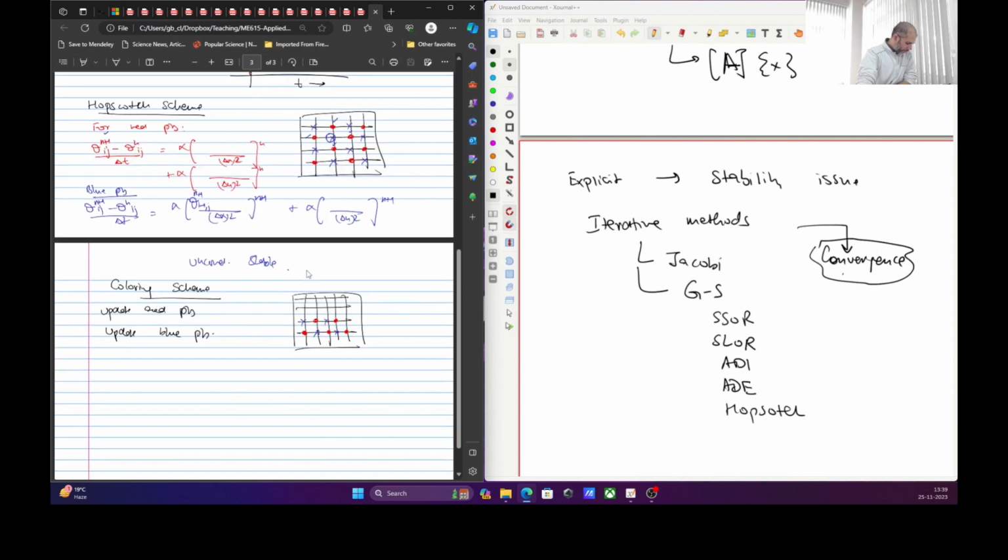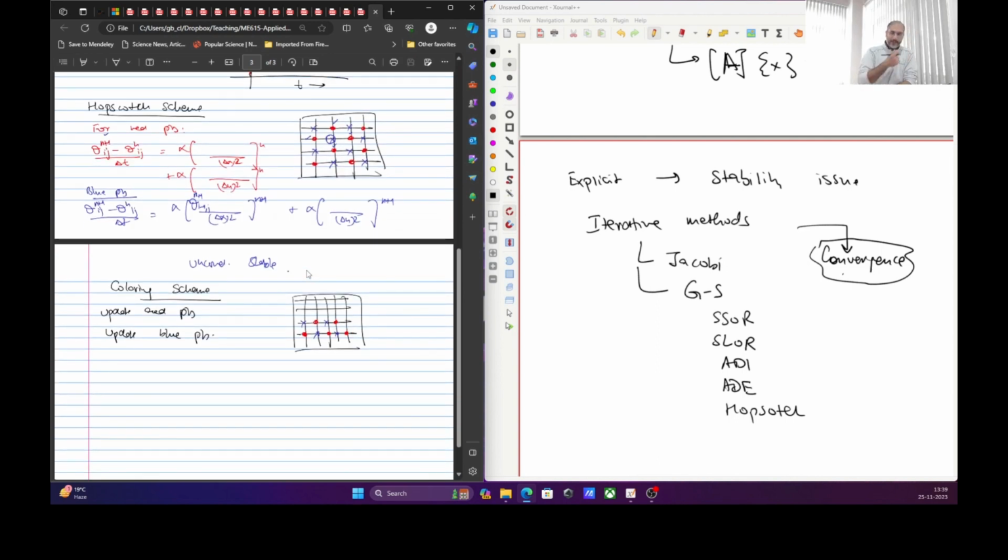Right, so ADE, hopscotch, and coloring schemes are typically used in parallel solvers where you have alternate points that you solve using different processors.